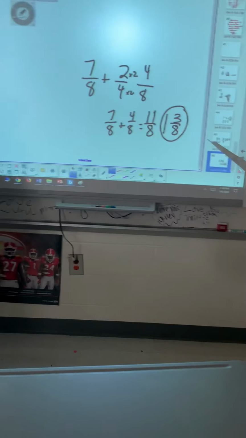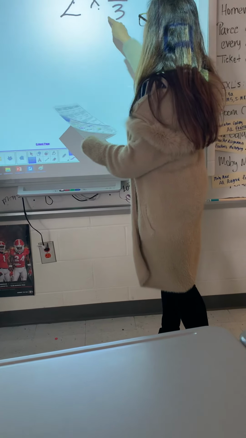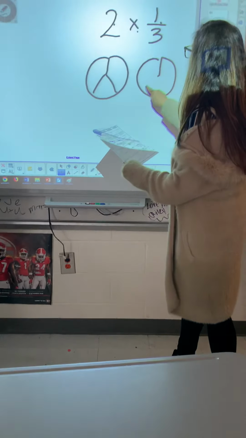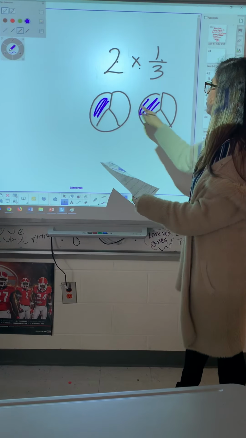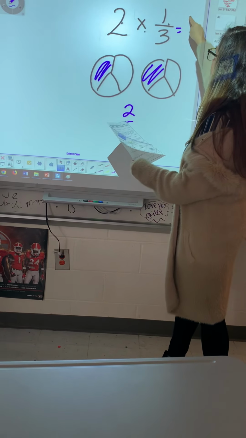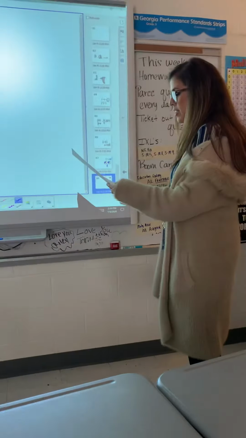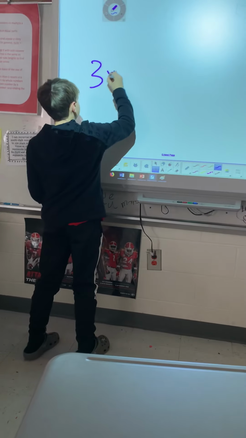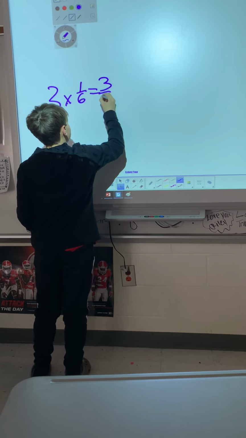The next problem says to model 2 times 1/3. That's like saying if I have 2 groups of 1/3, how many thirds do I have? 2/3. That's what 2 times 1/3 is, 2/3. And the next one says 3 times 1/6. Can you show me 3 times 1/6? That's right, sir.